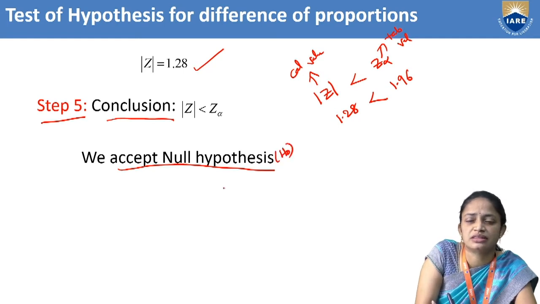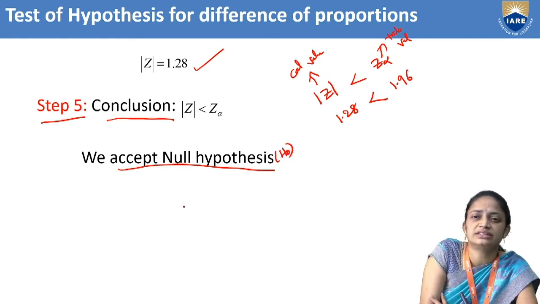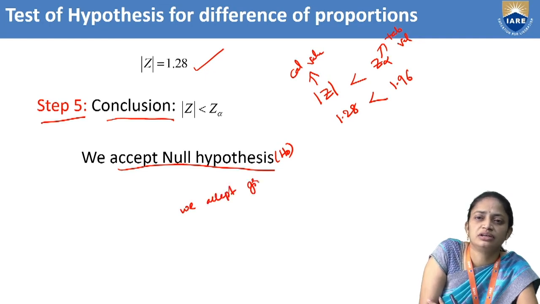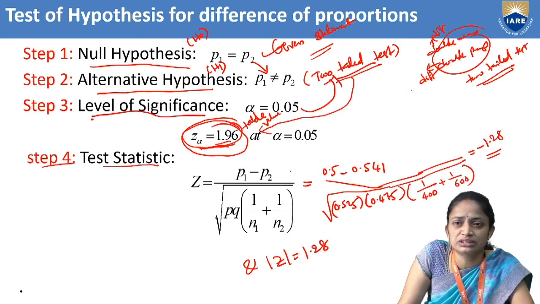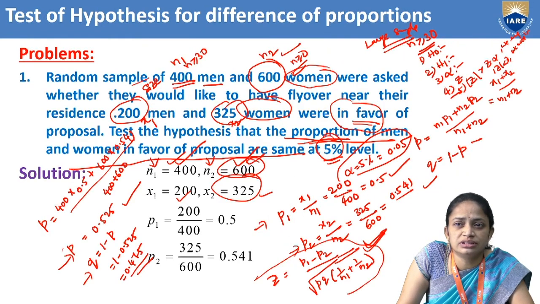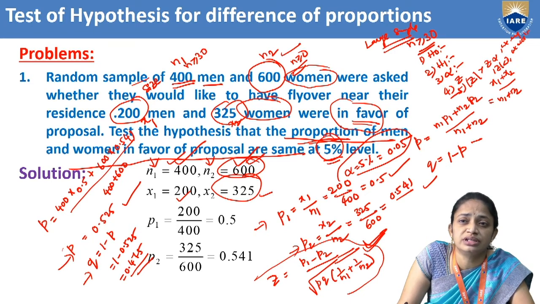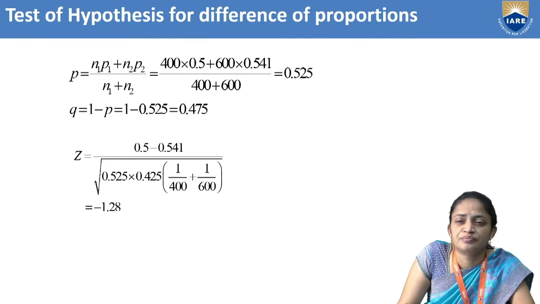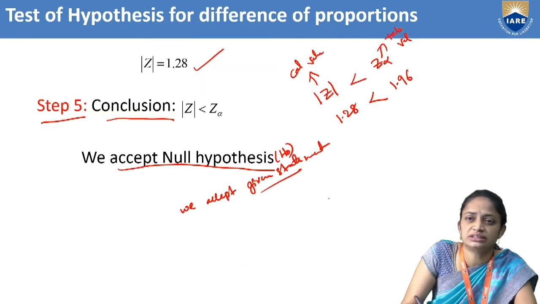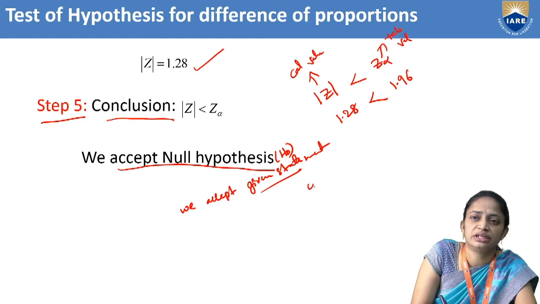The null hypothesis is nothing but H naught. So that means we accept our given statement. What is our given statement? The given statement is that the proportion of men and women in favor of the proposal are the same. So the given statement is the correct statement, the given statement is true.